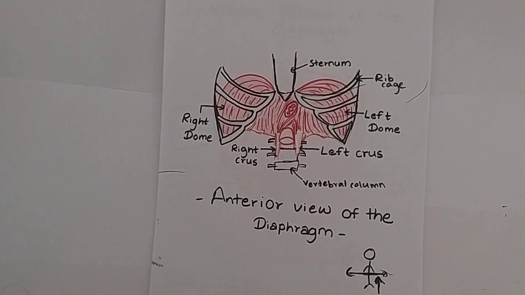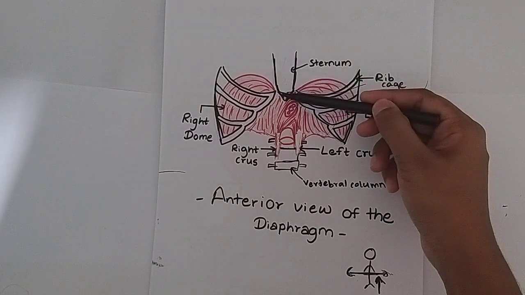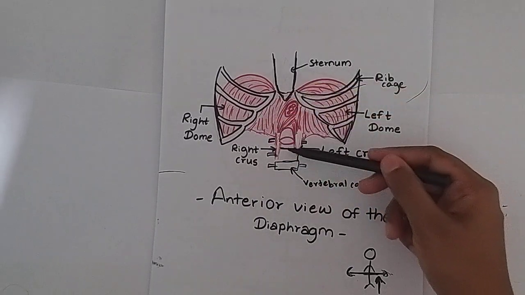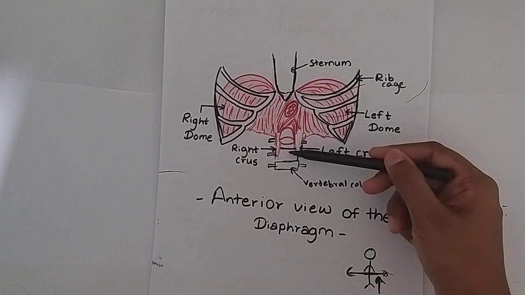Today we are going to talk about the anatomy of the thoracoabdominal diaphragm and the diaphragmatic hernias. Here I have drawn the anterior view of the diaphragm, right? So here you can see the sternum, here the xiphoid process, and on both sides I have drawn the rib cage, right? Posteriorly the vertebral column is there. Actually in this area we have the lumbar vertebrae, right?